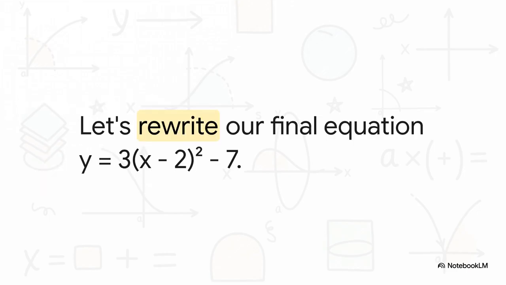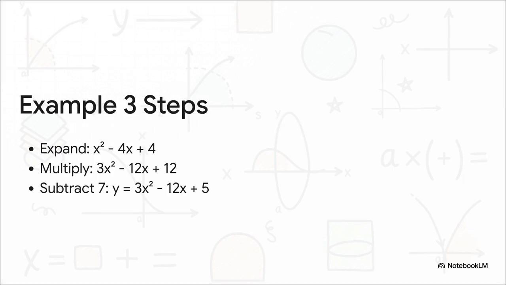Let's do one final example just to ensure this concept is fully locked in. Example 3 is y equals 3 times the quantity of x minus 2 squared minus 7. Watch how fluid this becomes now.